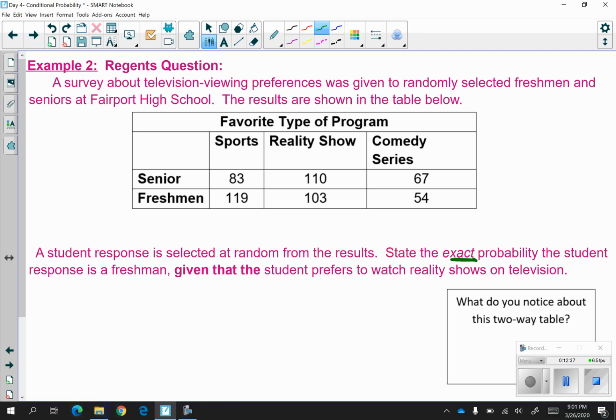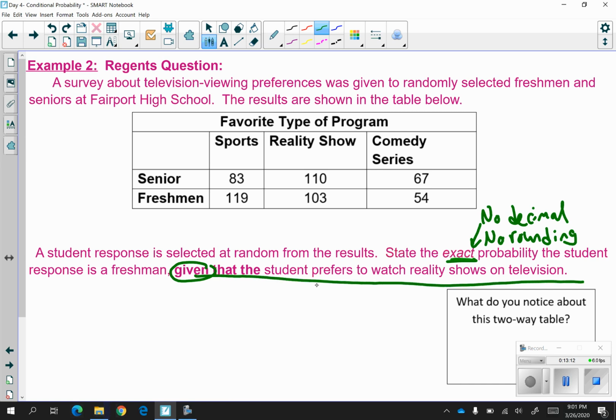State the exact probability. Let's just say that exact means do not round. Please leave it as a fraction. Please leave all probability as a fraction. It's just easier. Anyway, state the exact probability the student response is a freshman, given that the student prefers to watch reality shows on television. So this is your conditional probability. That is the key term. And the number of students who prefer to watch reality shows on television should be your denominator.